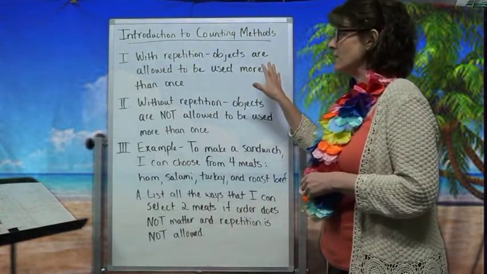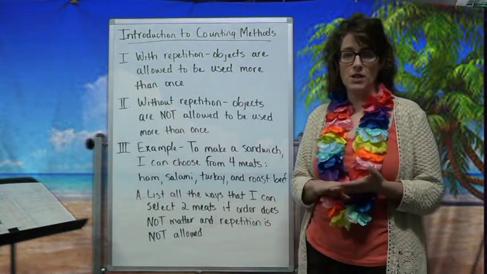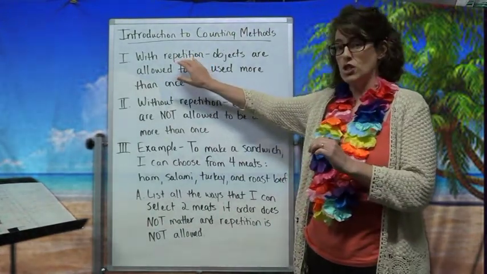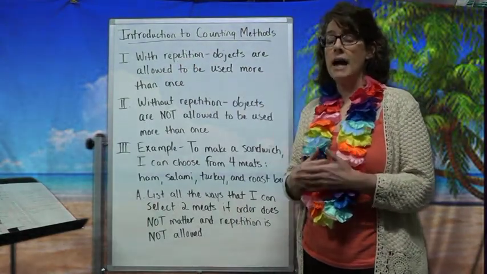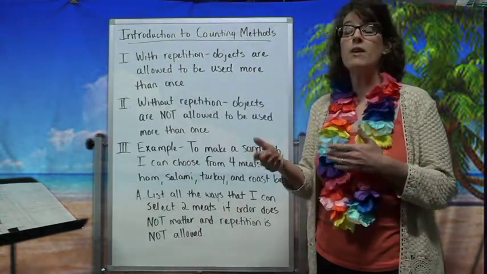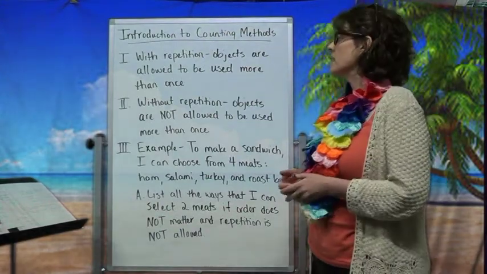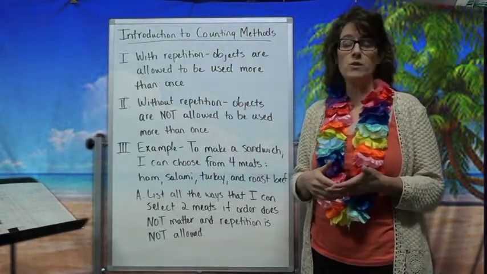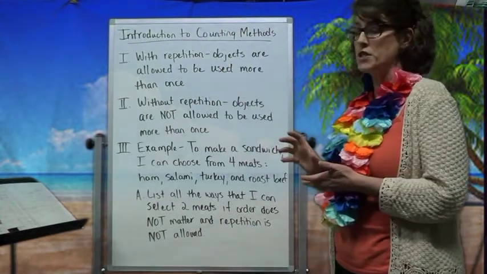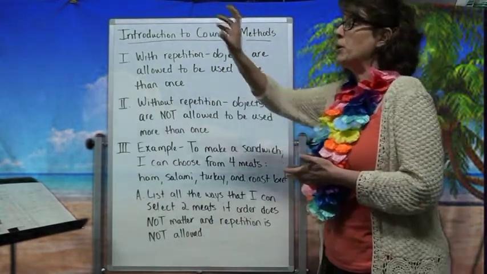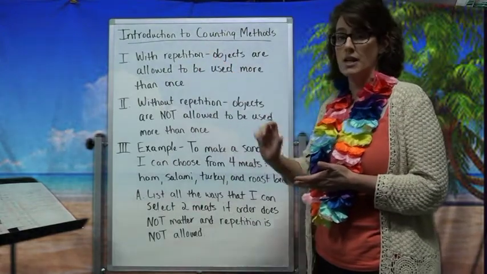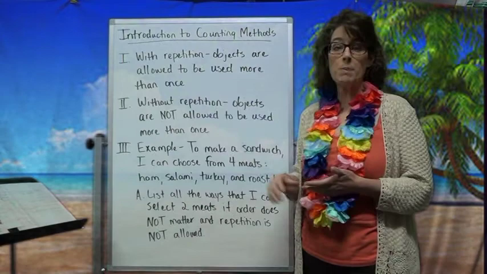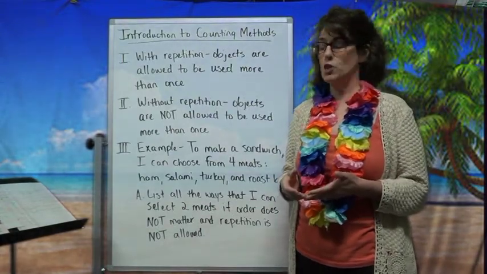So the idea of counting methods, we first need a couple of definitions. The first definition is the idea of with repetition. If something is allowed to be repeated, or if repetition is allowed, then that means the objects that are being used are allowed to be used more than once. So in other words, if I take a book off a shelf and I put it back on the shelf so that I can select it again, that means the object is allowed to be used more than once, so repetition is allowed in that situation.